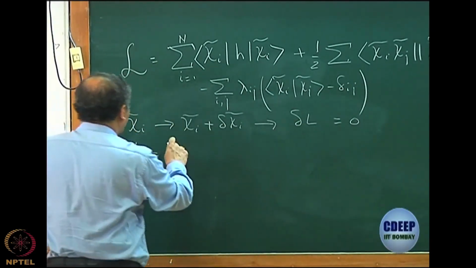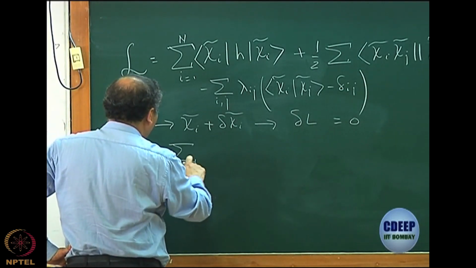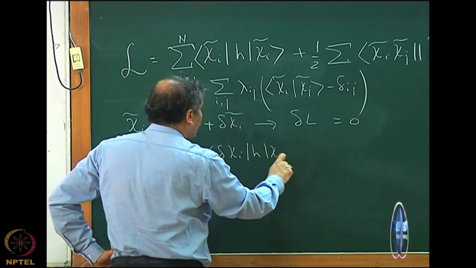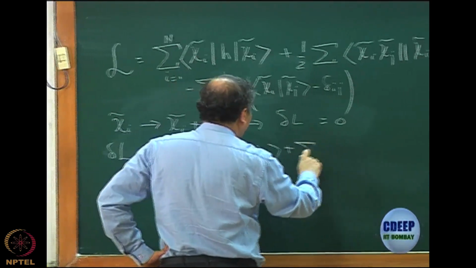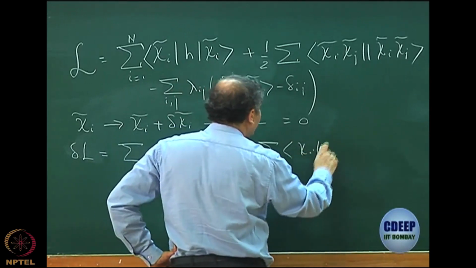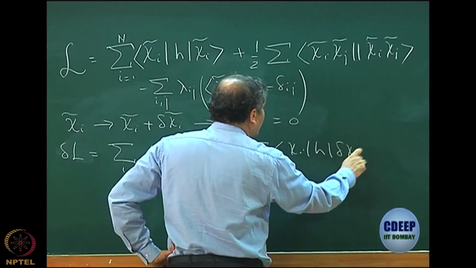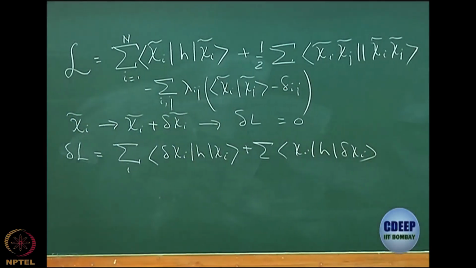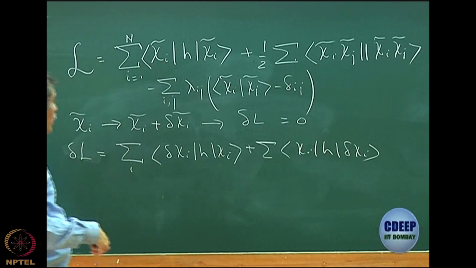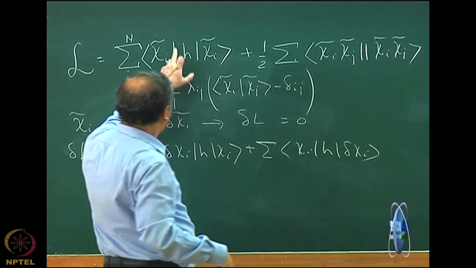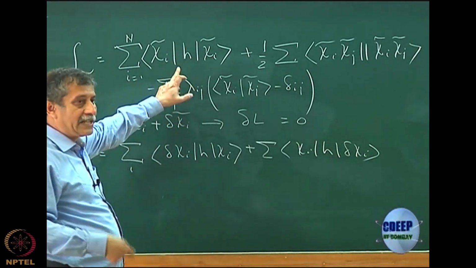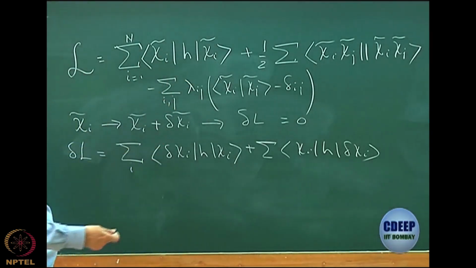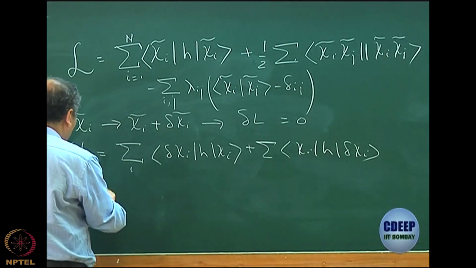So, if you look at the first order change, I made chi I to chi I plus delta chi I. So, the first is delta chi I, H chi I, plus sum over I, chi I H delta chi I. I am not writing the summation index exactly 1 to n every time, but I think it is obvious that these are 1 to n. So, I have two terms from this. There is no first order change due to change in H, because H does not depend on chi I. H is a fixed operator, and then we had plus half of.